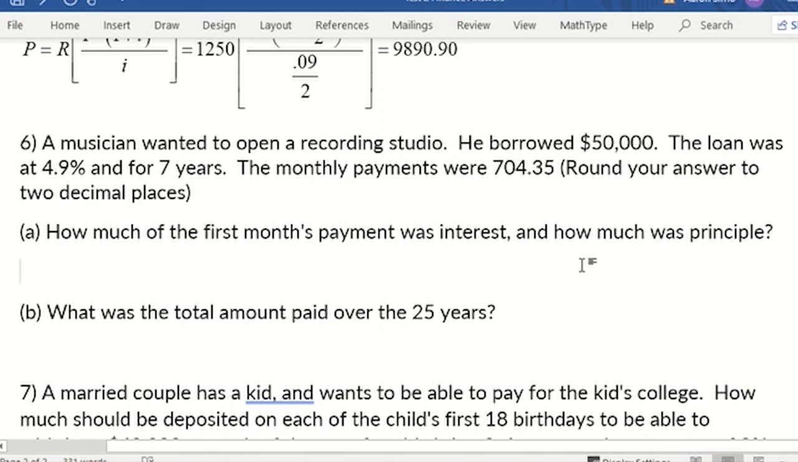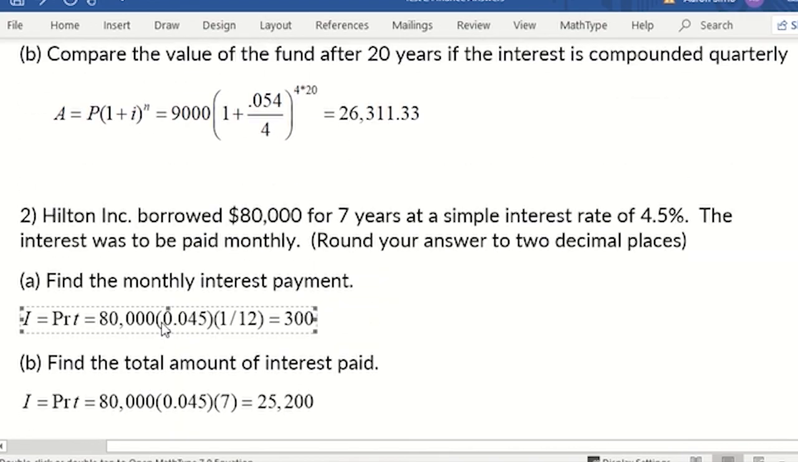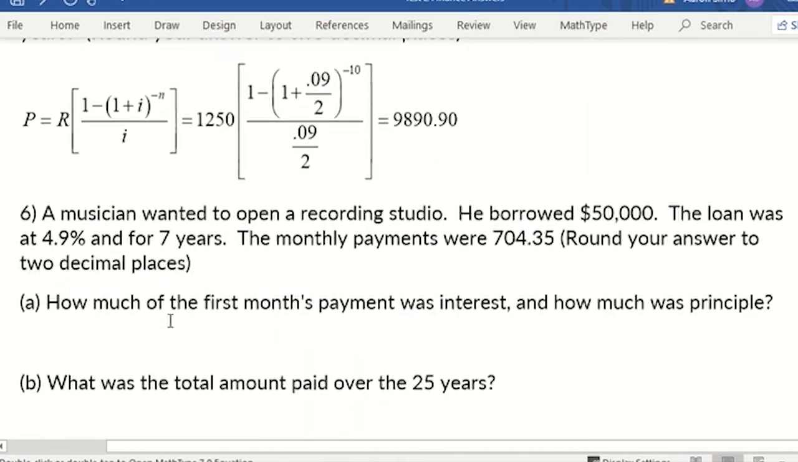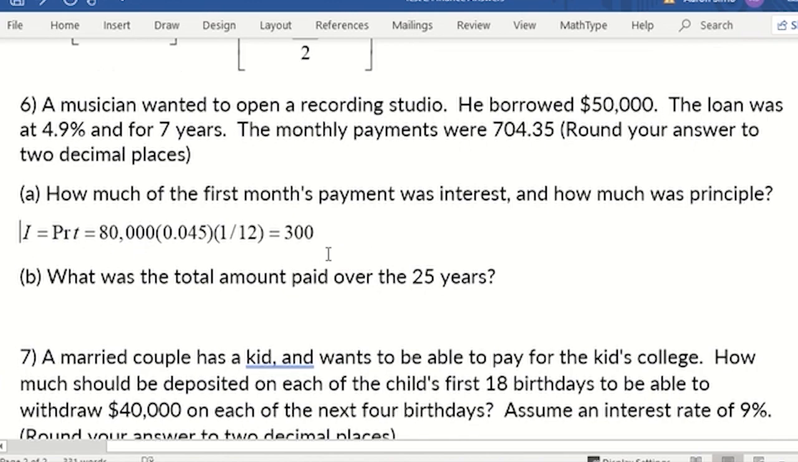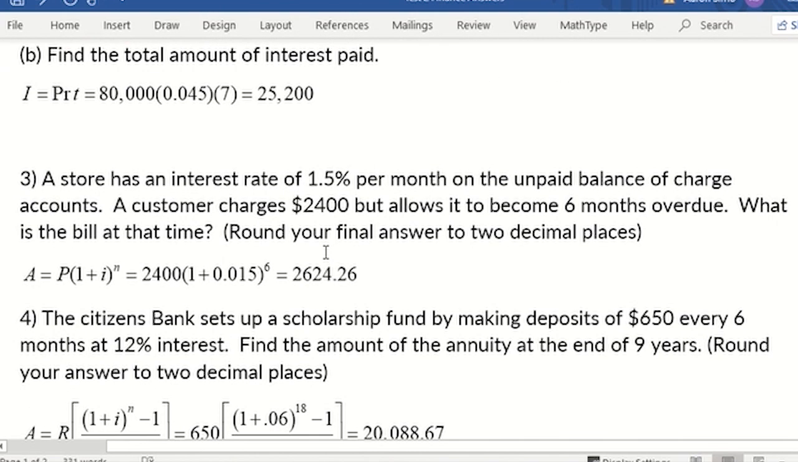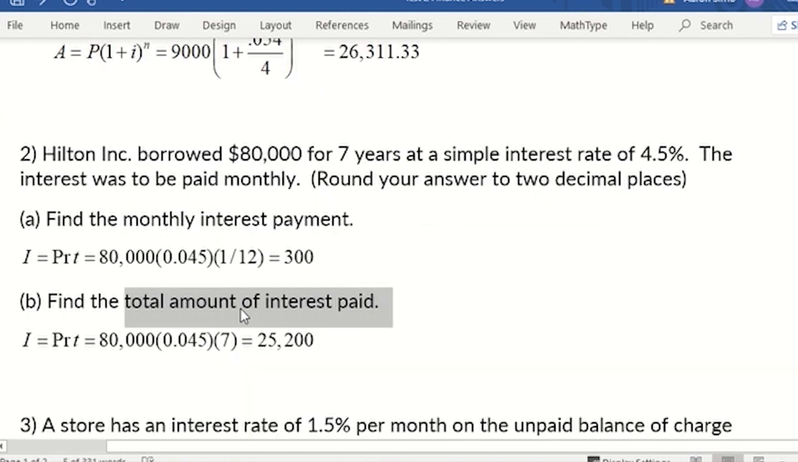How much of the first month's payment was interest? So for the first month's payments, we're just going to use a similar formula. I equals PRT, something like this. Control V. Wait a second. What was the total amount paid? It's eerily familiar to this one. Total amount of interest paid.